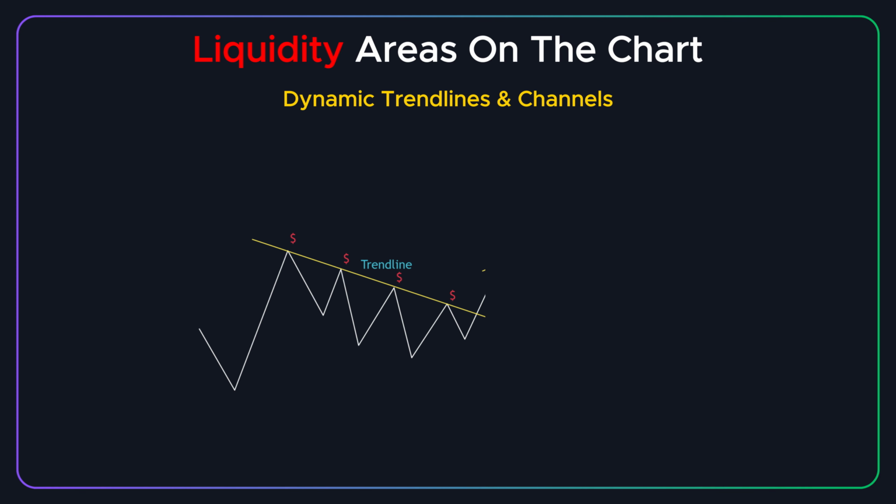Dynamic trend lines and channels. Liquidity zones can also be identified above or below the dynamic trend lines and channels, because a lot of retail orders and positions are placed here, and the market needs to hit their stop losses and grab the liquidity to fuel its momentum.